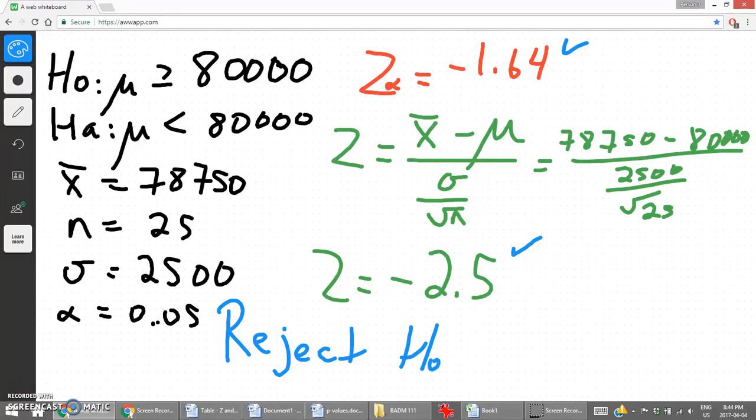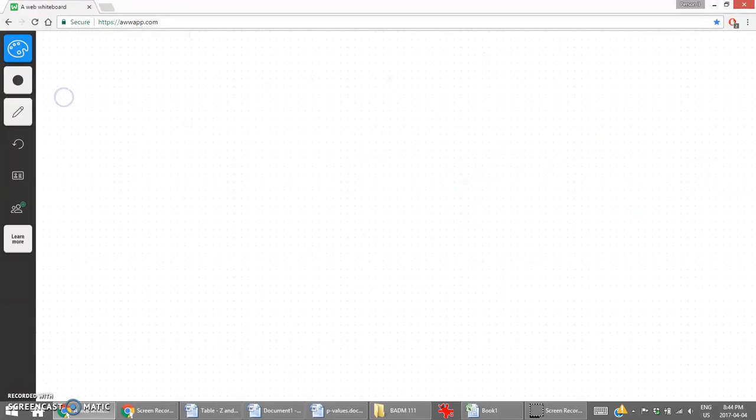So now let's take a look at how to do this using the p-value approach. Let's get some more room here. P-value approach, we start off with the null hypothesis. It is the same.